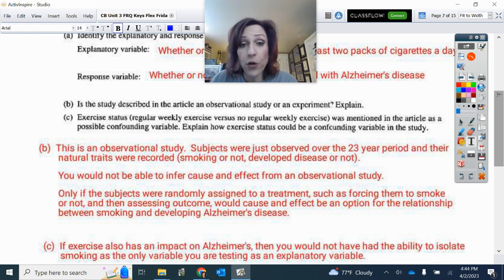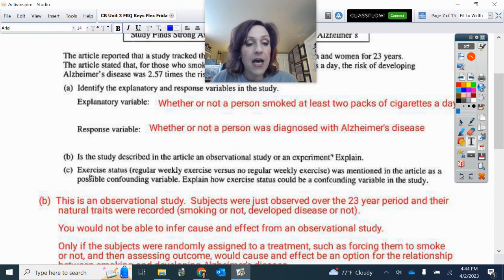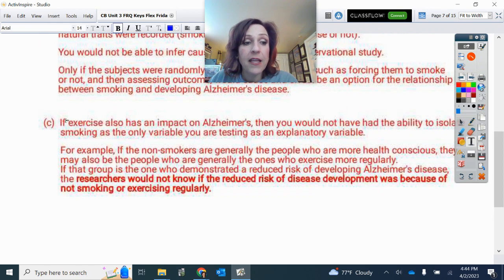Okay? Thorough explanations required. All right, and then the last one, they had this exercise situation, which was mentioned in the article as a possible confounding variable. So explain how that could be a confounding variable in this study. So I said, if exercise also has an impact on Alzheimer's, then you would not have the ability to have isolated the smoking as the only variable that you are testing as the explanatory one. And then I go into some examples and we'll come back to that.